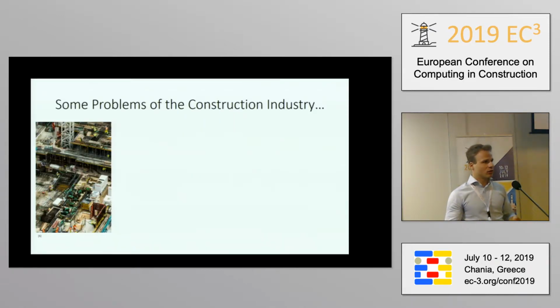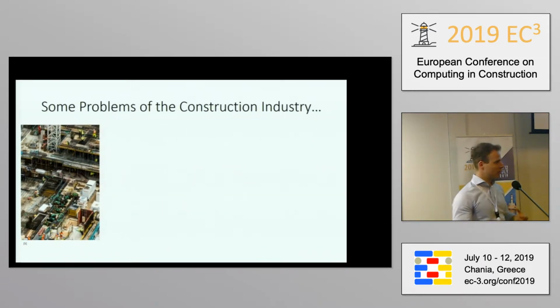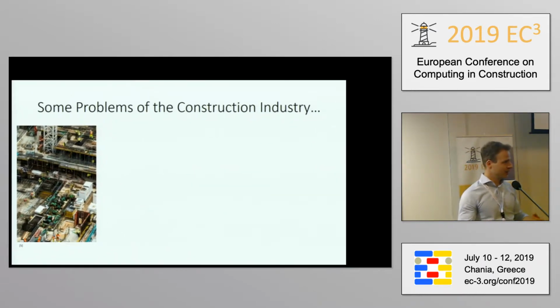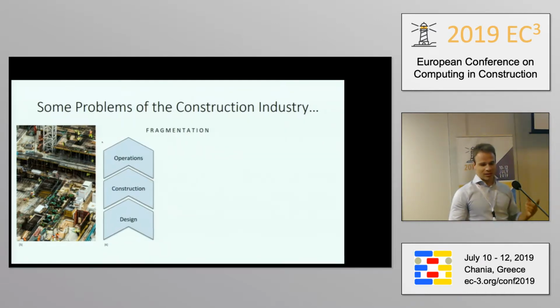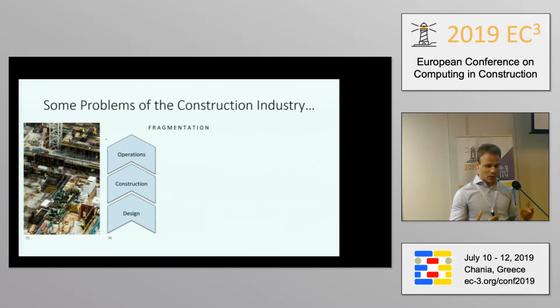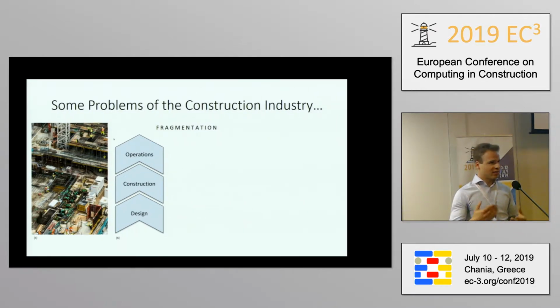And why is this interesting for construction? Well, construction is all about delivering a project with good quality and on time, on cost to the customer. But we currently have some problems in the construction industry, and a lot of them are related to fragmentation. On the one hand, there's a cut between the design, construction, and operations, and what often happens is you push risk and costs towards the end, to the customer.